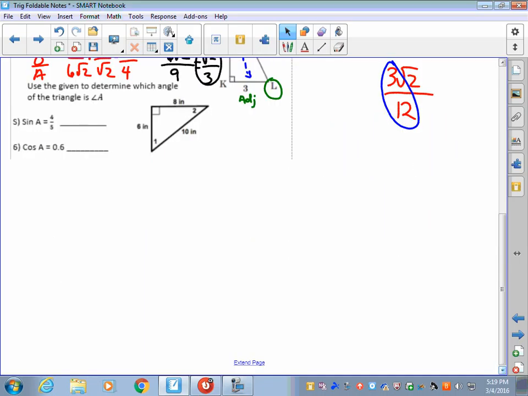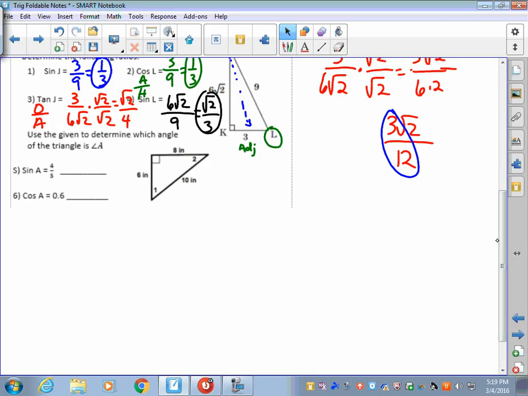Now, this next set of examples, I got to scroll up a little bit. Here, they want us to determine which angle of the triangle would be angle 1 using our trig ratios. So we're trying to figure out if A is angle 1 or if A is angle 2, and I'll just put 2 arcs there. So we're going to use trig ratios to determine that.